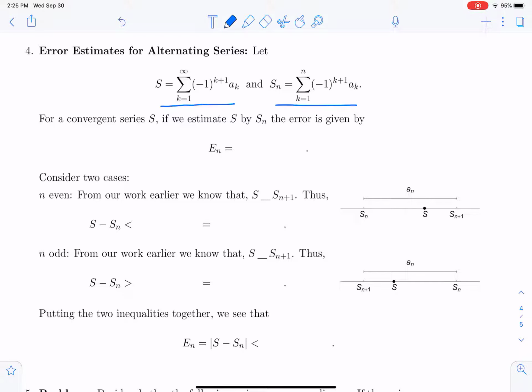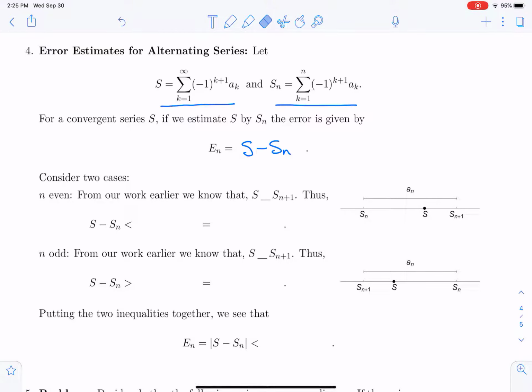So we're going to look at the nth partial sum and use that to approximate S. And we want to see how big the error is. So again, what is the error in this case? We'll call the error maybe E sub n, and that is going to be the difference between S and S sub n.